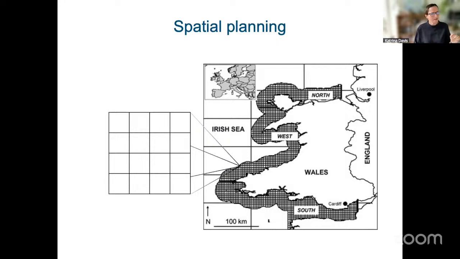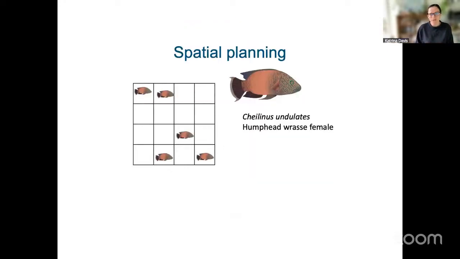And then we talk about optimal spatial planning, where we discretize our environment. Here, apologies again, it's a UK example. This is off the coast of Wales. And we say we're going to discretize our marine environment into planning units or areas of focus. And then what we're going to do is think about what is the distribution of our ecological benefit through space.